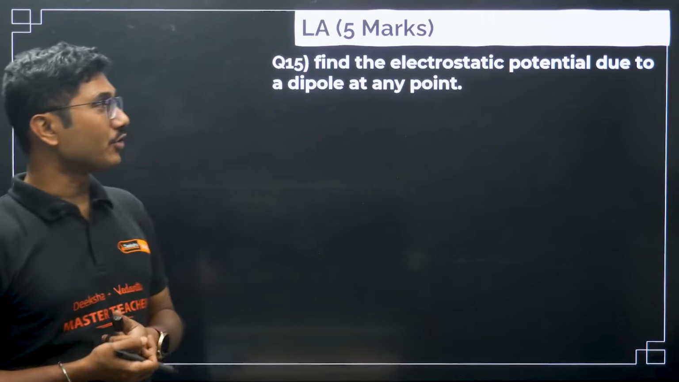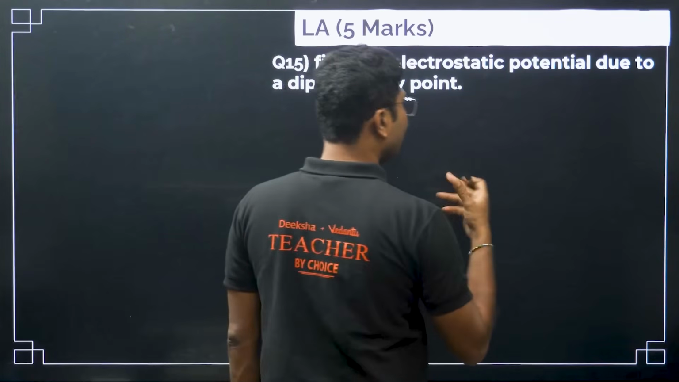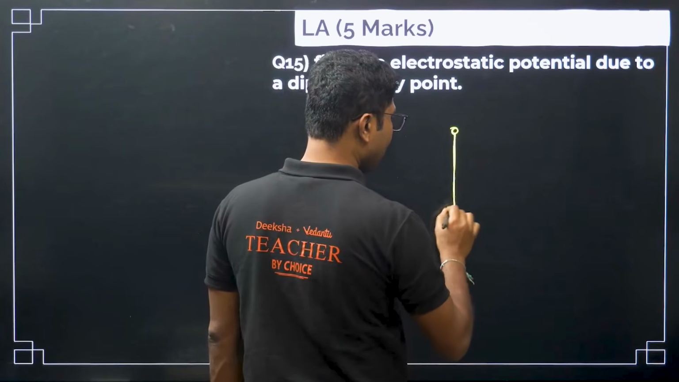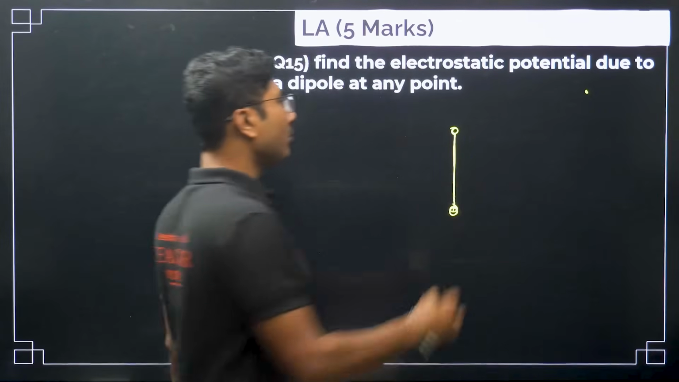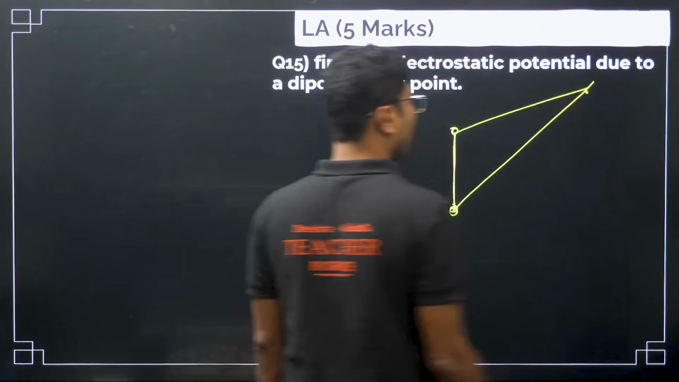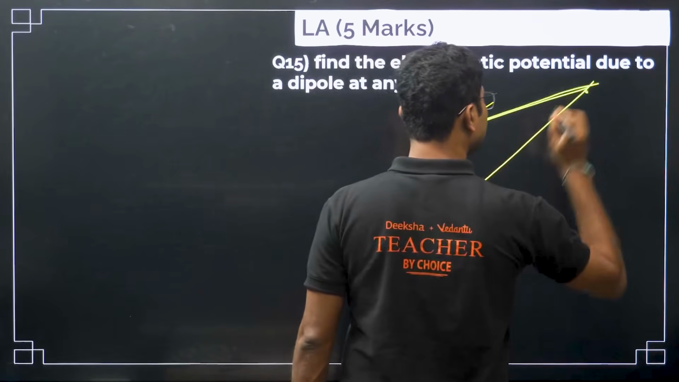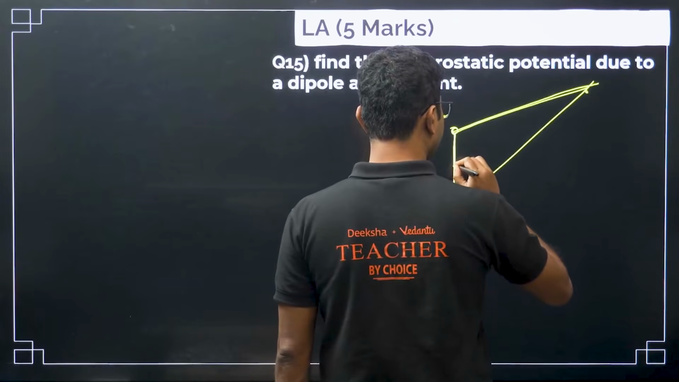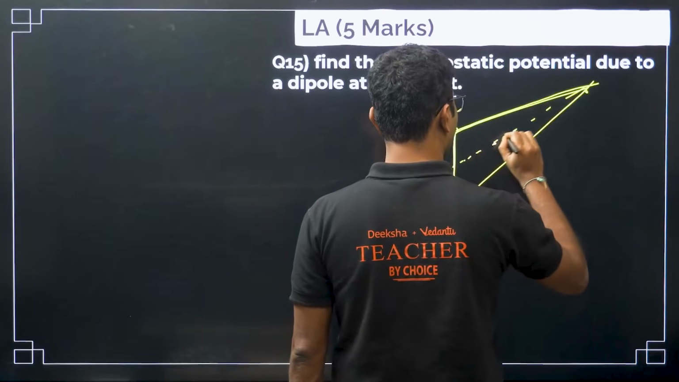Find the electrostatic potential due to a dipole at any point. If your half yearly question paper is being set by your college teachers, then there is a high chance this will come. If your half yearly question paper is coming from the district board, then there is a small chance this will come. Even in case of the district board there is a small chance this might come. But if you are getting the question paper set by your college, then there is a high chance it will come.